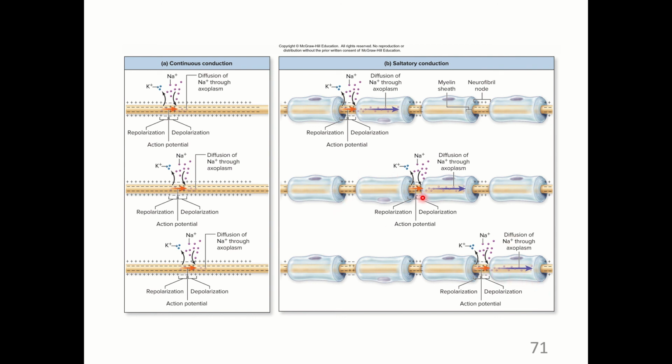And so it basically hops. Whereas we had to move very slowly across an unmyelinated axon, in a myelinated axon, we can hop that same distance in a fraction of the time.